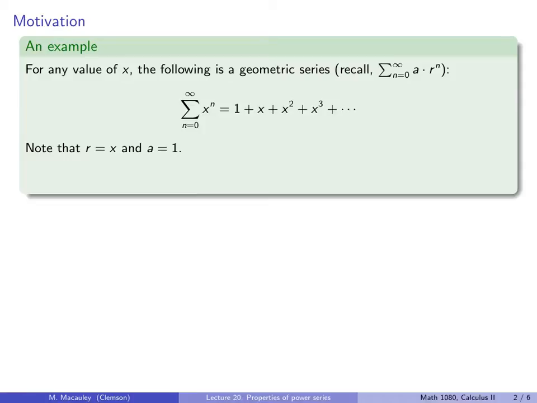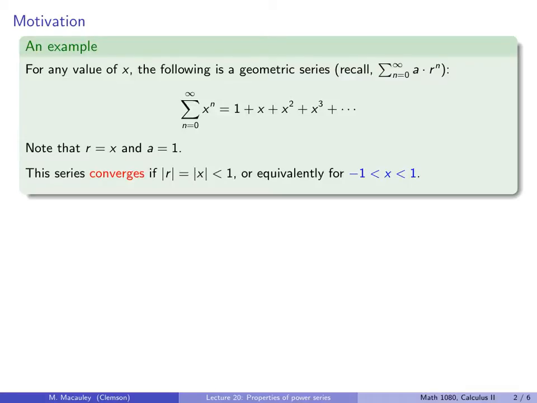So here, for any value of x, and now x is going to be a variable, the following expression is actually a geometric series. Recall by a geometric series, I mean successive powers of something. Typically, we've taken a constant r and we've looked at successive powers of r. But here I'm going to say, let's let x be a variable. It's unknown. This is still a geometric series. Our constant a is equal to 1. And now r, the thing that we're taking powers of, is a variable x.